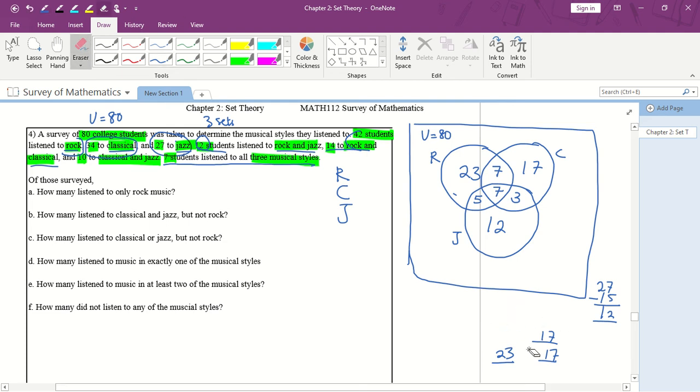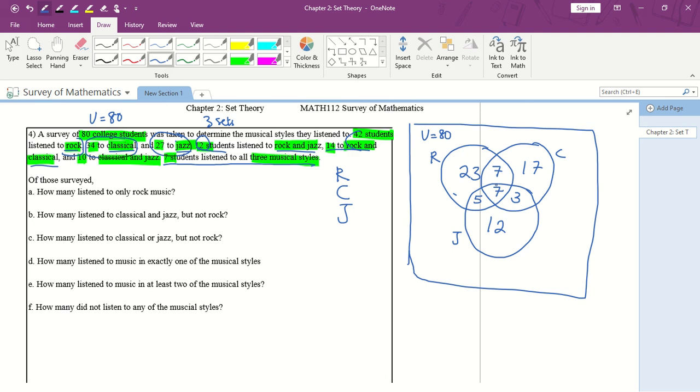Okay, so let us calculate. Should we use a calculator just to make it easier? So calculator: 80 minus 23 minus 7 minus 17 minus 5 minus 7 minus 3 minus 12. So the answer is 6, which means there are 6 students that don't listen to any of the 3 music styles.